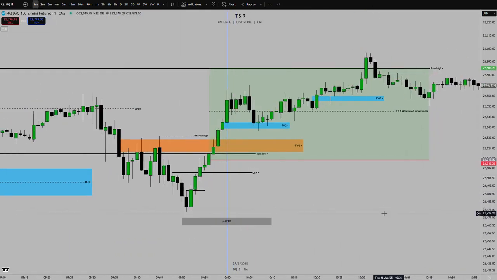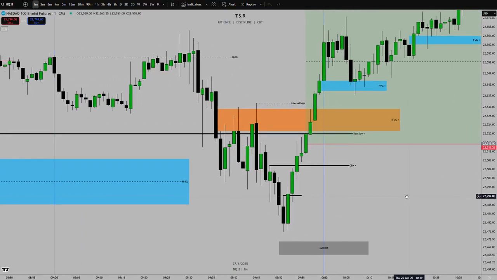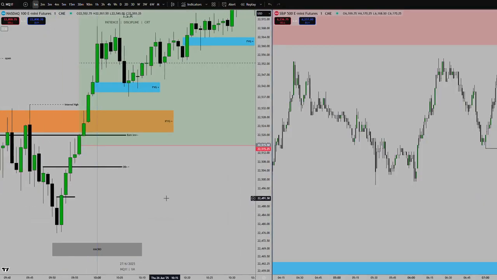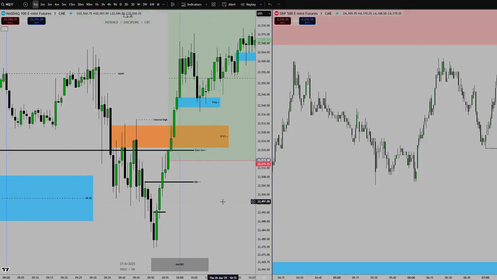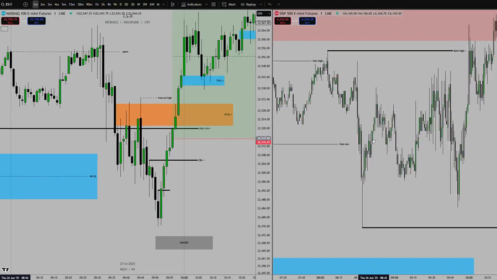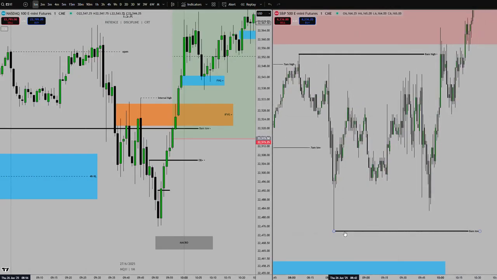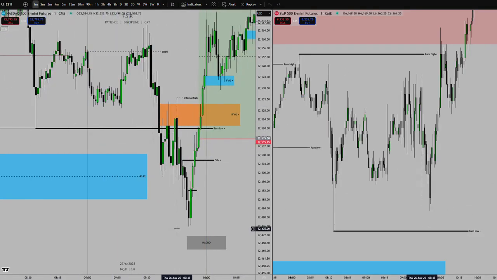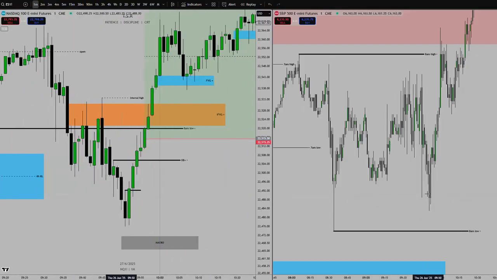I'd also want to point out that we had an SMT with ES. I'll pull this over. Okay. So you'll notice how NQ takes out the 8 a.m. lows. However, ES never takes out the 8 a.m. lows right over here. So you'll see NQ's 8 a.m. lows, ES 8 a.m. lows. We never tap into those 8 a.m. lows with ES. However, on NQ we do. And that SMT ends up forming exactly at 9:51, right as the macro window is opening.